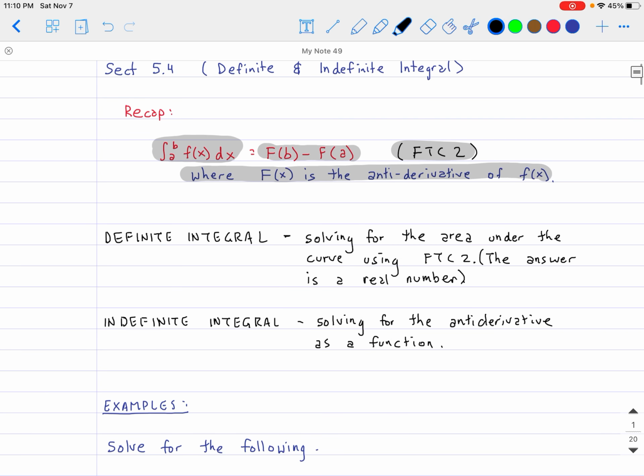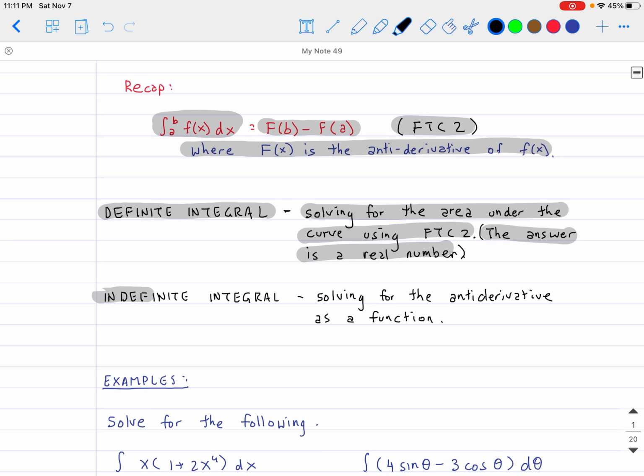Now, how does that relate to the indefinite integral and definite integral? Whenever somebody says that you are going to solve for the definite integral, that means you're literally solving for the area under the curve using FTC number 2. The answer for any definite integral should always be a numerical value because it represents the area under the curve. Whereas if I ask you to solve for an indefinite integral, that just means solve for the antiderivative as a function. We'll get to see how each one of those works out for problems.